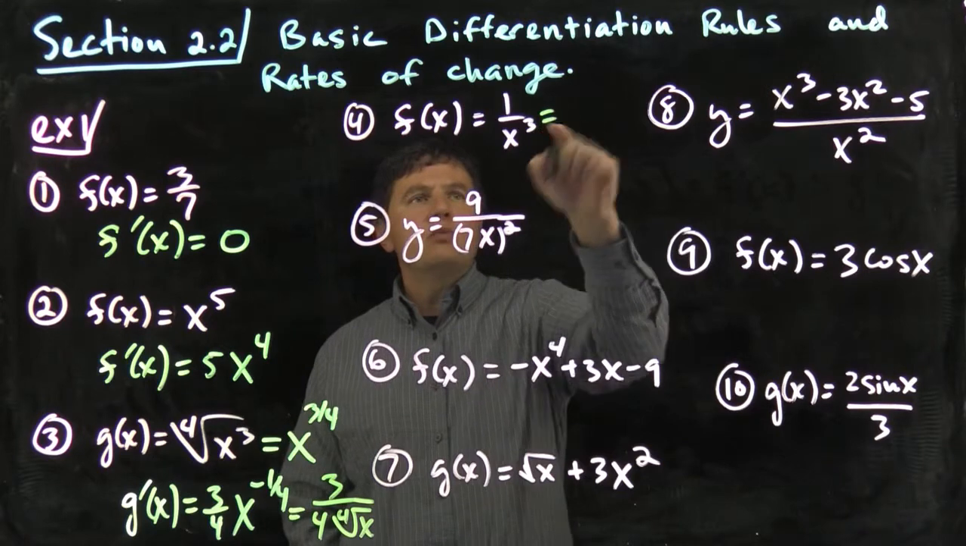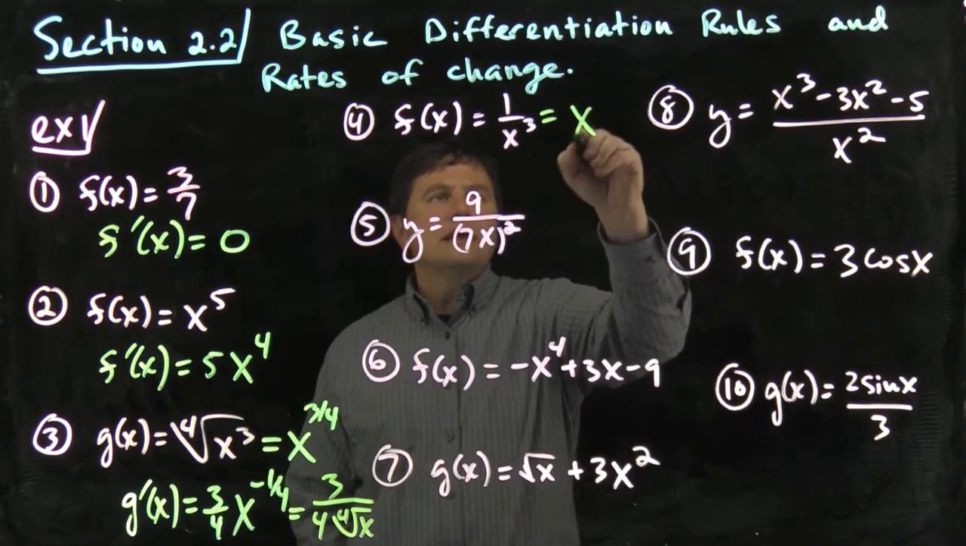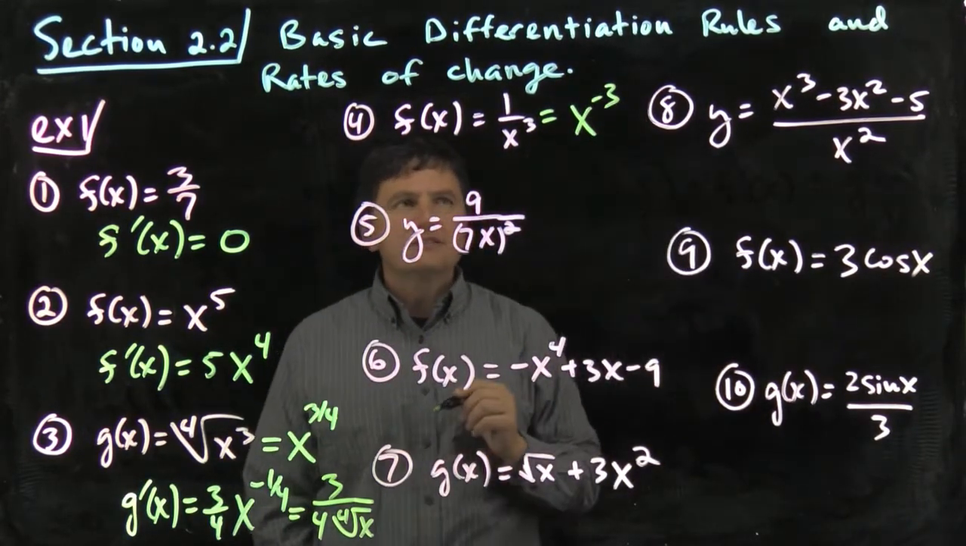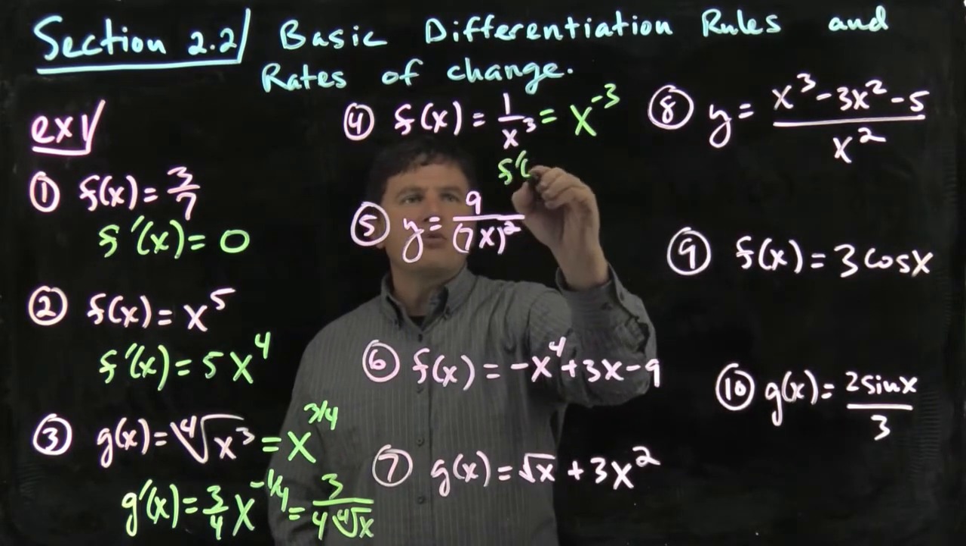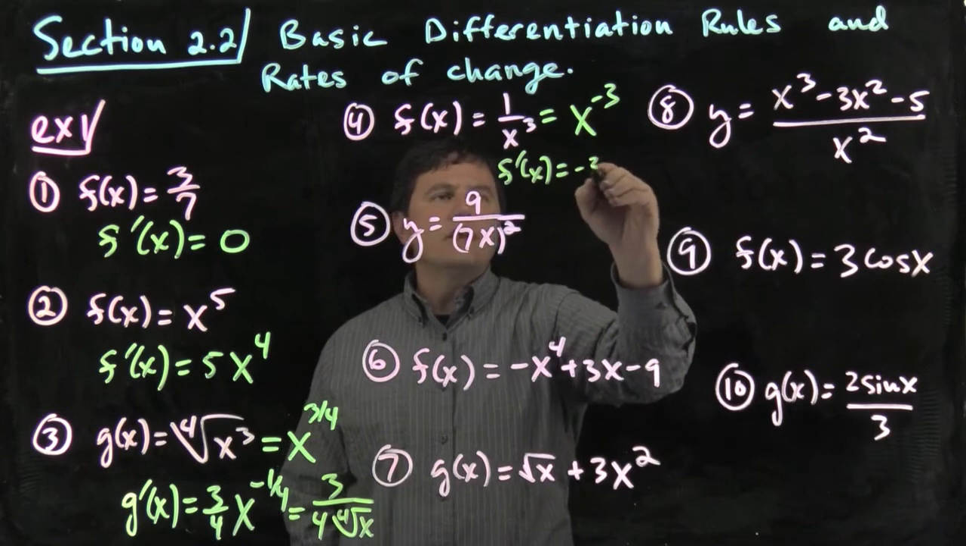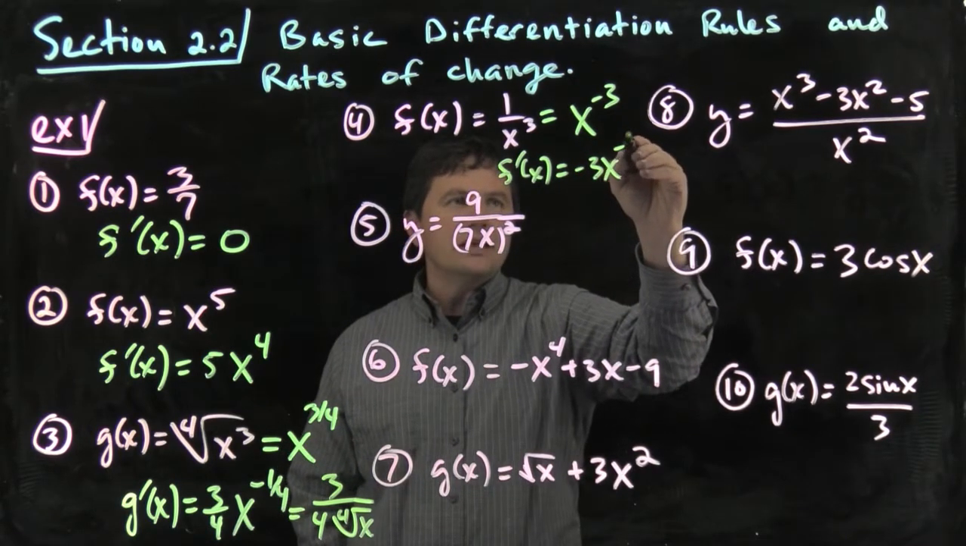Okay, so this one we're going to rewrite as x to the negative third using a negative exponent. We always want things in that form of x to the nth. So now we have f prime of x equals negative 3, x to the negative 4th.